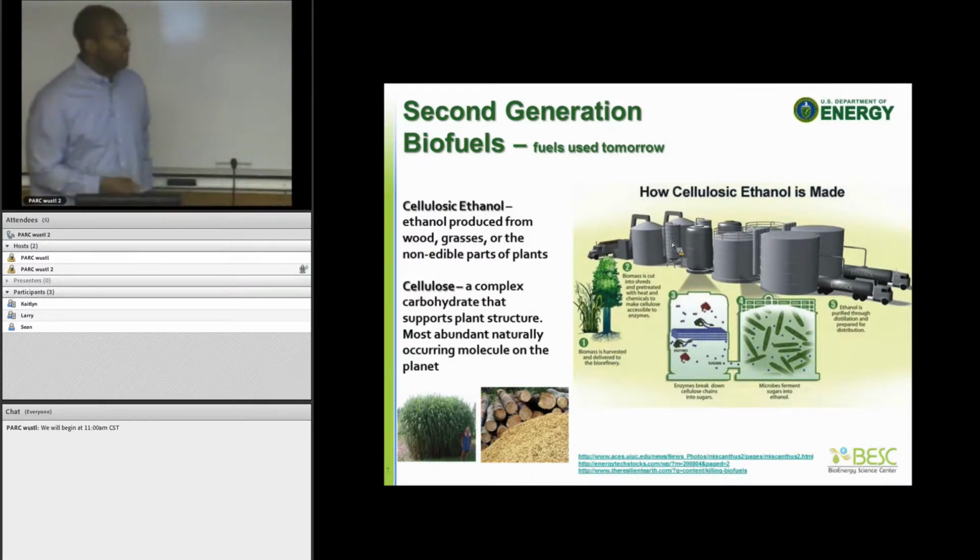And so before that process, we have to do a pre-treatment, which is essentially we just cook the wood. It opens up the structure of the wood or the grass and allows the enzymes in. And then before that, we actually have to size reduce the wood, and then we have to grow and produce and transport it, right? So that all accounts for the cost.